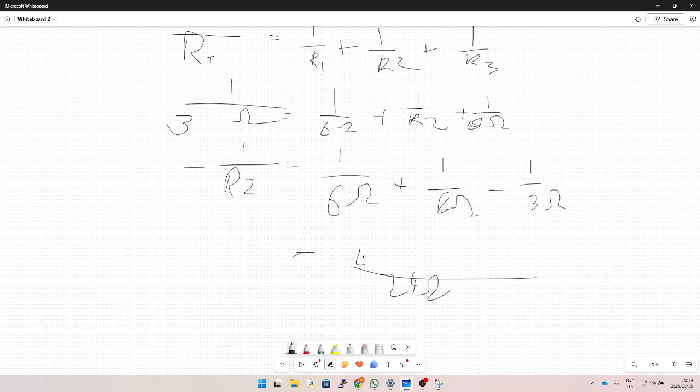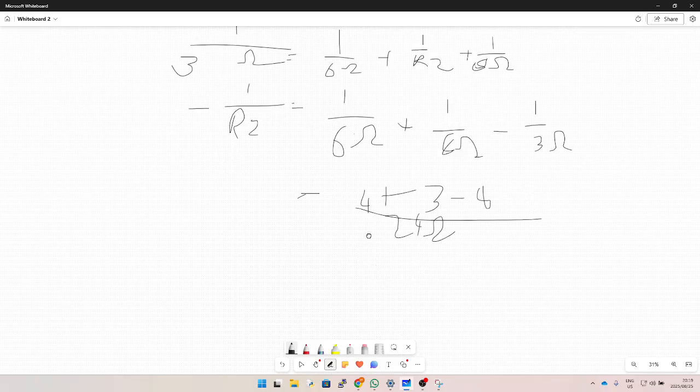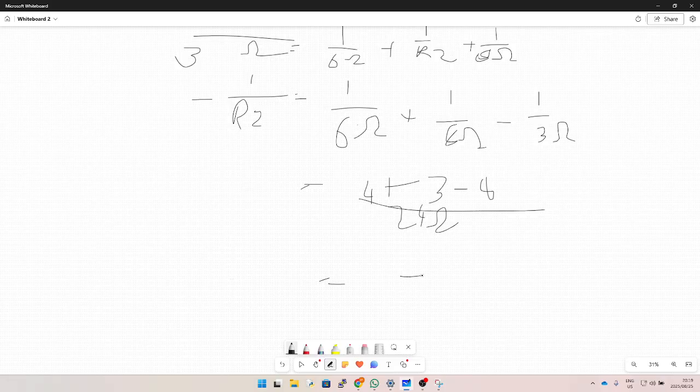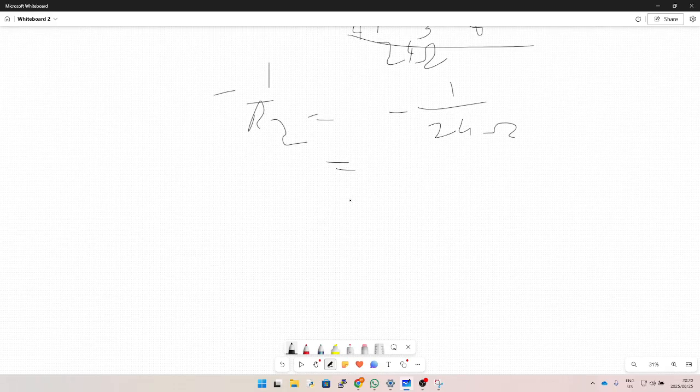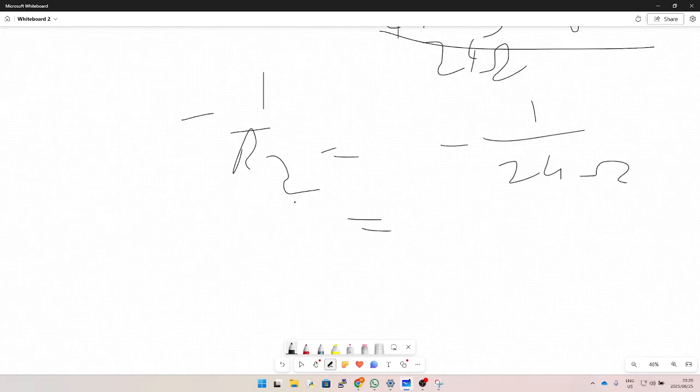6 times... that's 4 plus 3 minus... let me think, that's now 8. So it's minus 1 over 24 ohms, and then we get minus 1 over R2. Now, we don't want minus 1 over R2. So what do you do? You multiply by negative 1 on both sides. You get 1 over R2 is equal to 1 over 24 ohms.